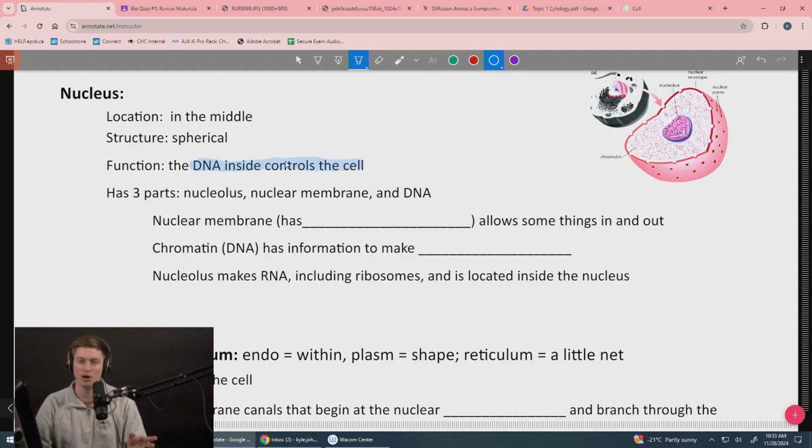DNA is a type of molecule that contains the code for all of the different proteins that make an organism that type of organism. The nucleus has three parts to it. It has the nucleolus, the nuclear membrane, and then the DNA inside. The nuclear membrane is made out of a phospholipid bilayer, just like the cell membrane. And it has pores in it, meaning that it's going to be semi-permeable.